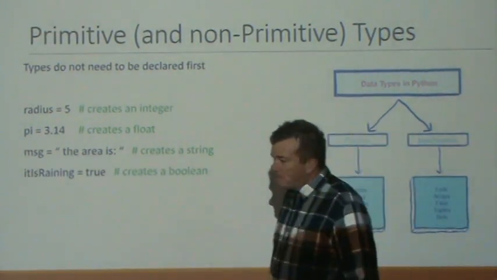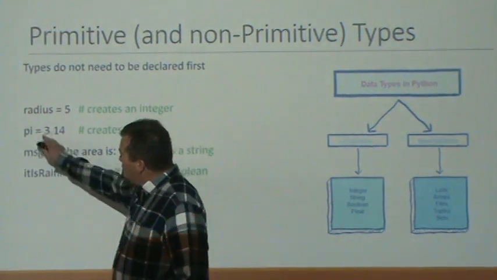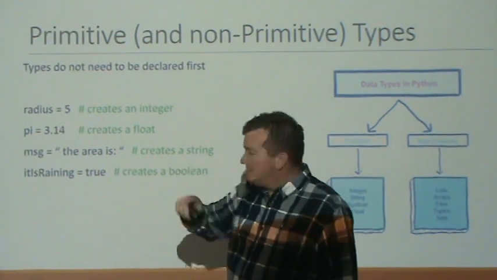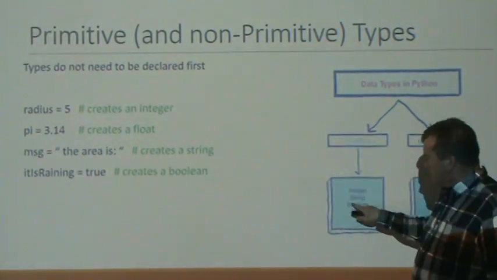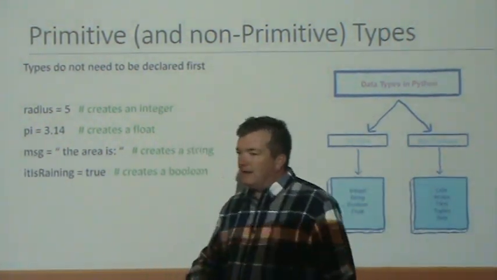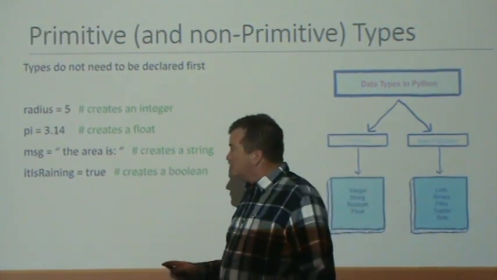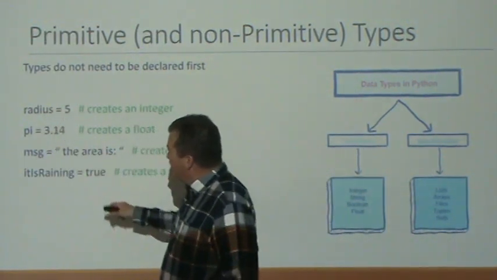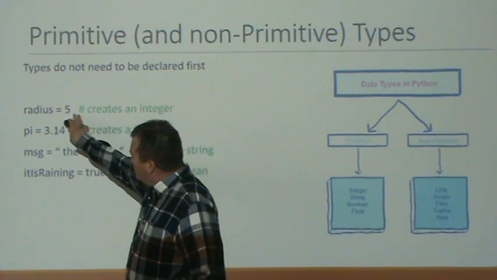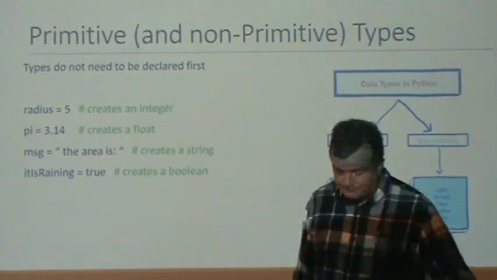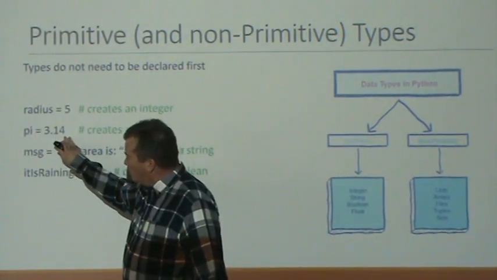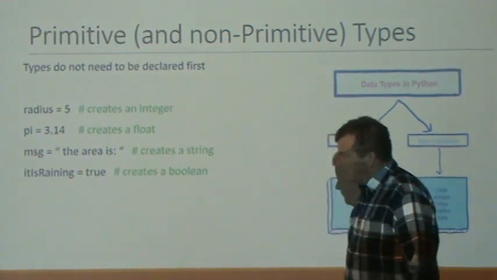Okay, so for example, in many programming languages, before you use a variable, if you're going to say radius equals 5, you might have to declare the type of storage that it is. You might have to say it's an integer or a string or a float before you use it. In Python, you do not have to declare the type of the storage. You can just say radius equals 5, and Python will create an integer for you. It will assume it's an integer because you don't give a decimal point. You could say pi equals 3.14, and it'll create a floating point number for you.